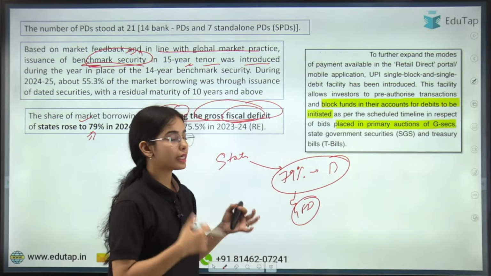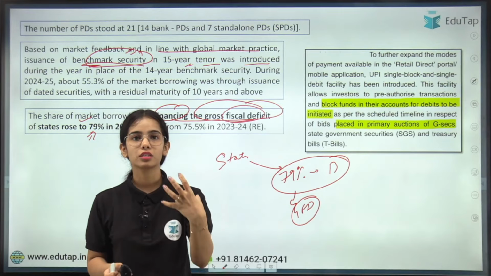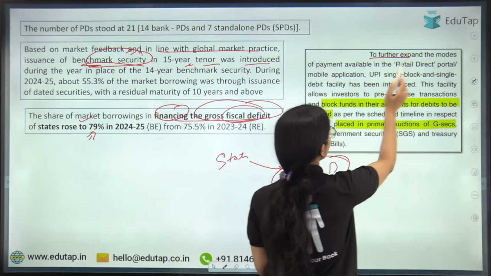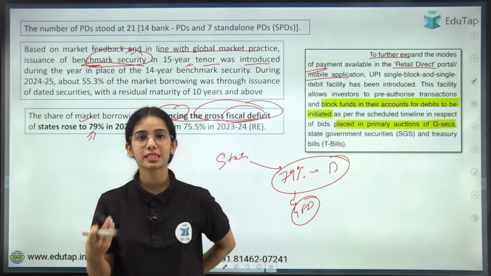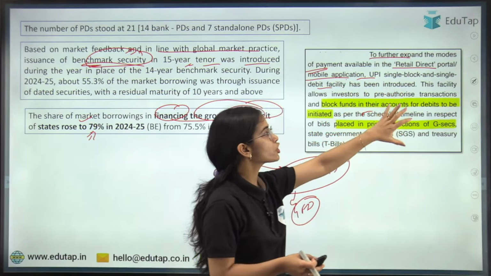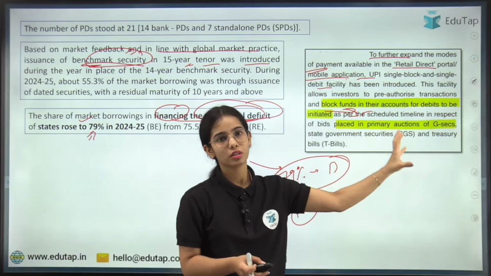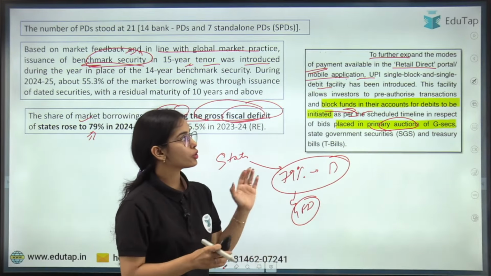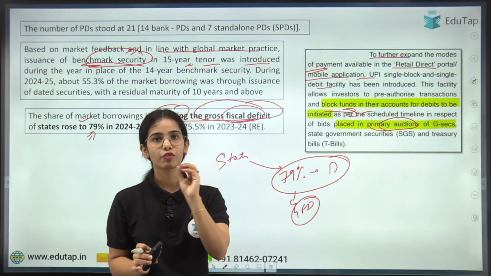Okay. Now the Retail Direct scheme, through which retail investors can buy government securities. To further expand the modes of payment available on the Retail Direct portal, now the Retail Direct scheme also has a mobile application. UPI single block and single debit facility has been introduced, in which the amount can be blocked for purchasing the government security, for bidding in the primary auctions.